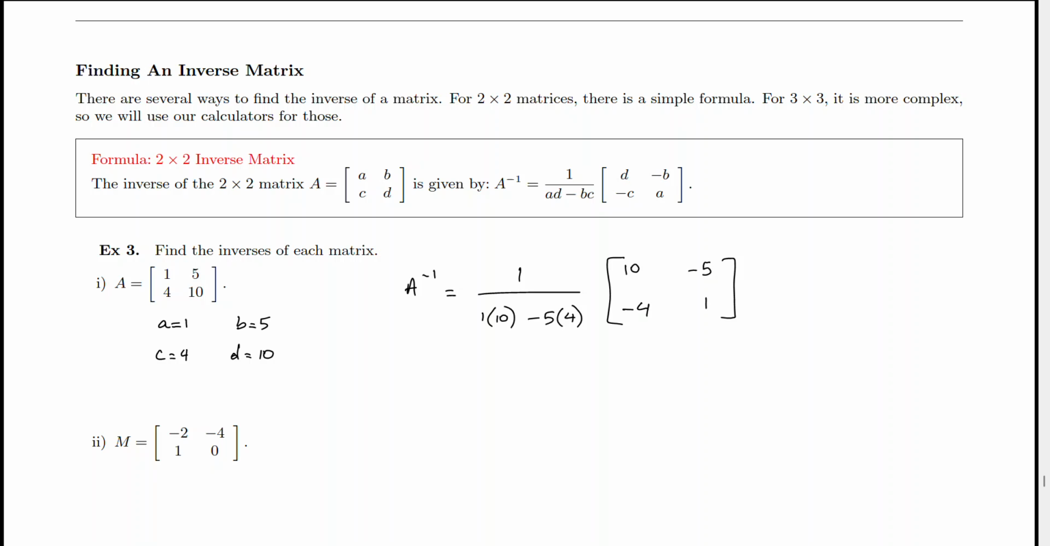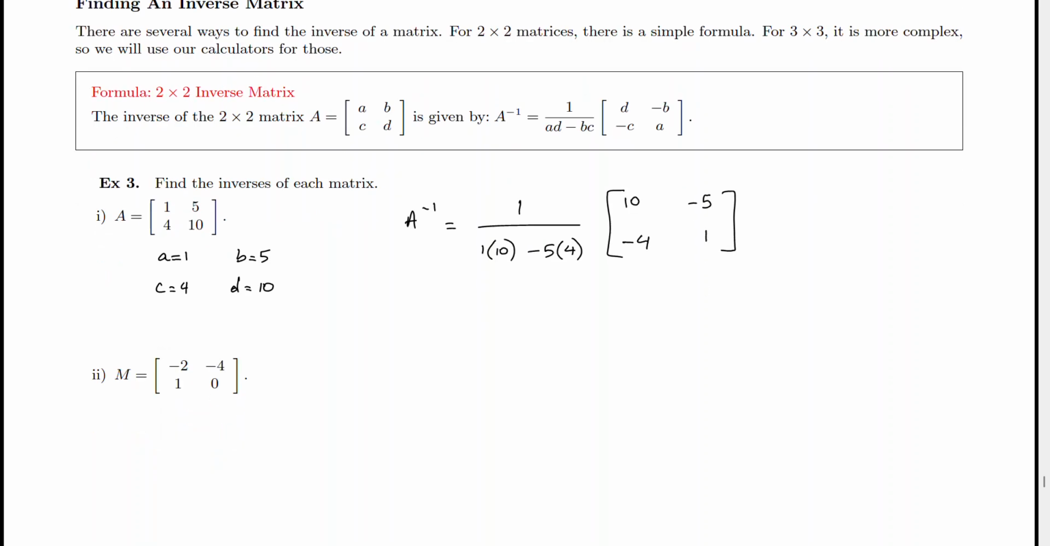So this will be the A inverse. And let's go ahead and clean it up a little bit. So the inverse matrix will be 1 over 10 times 1 is going to be 10. 4 times 5 is going to be 20. So that total is negative 10. And inside we will have the numbers 10, negative 5, negative 4, and 1.